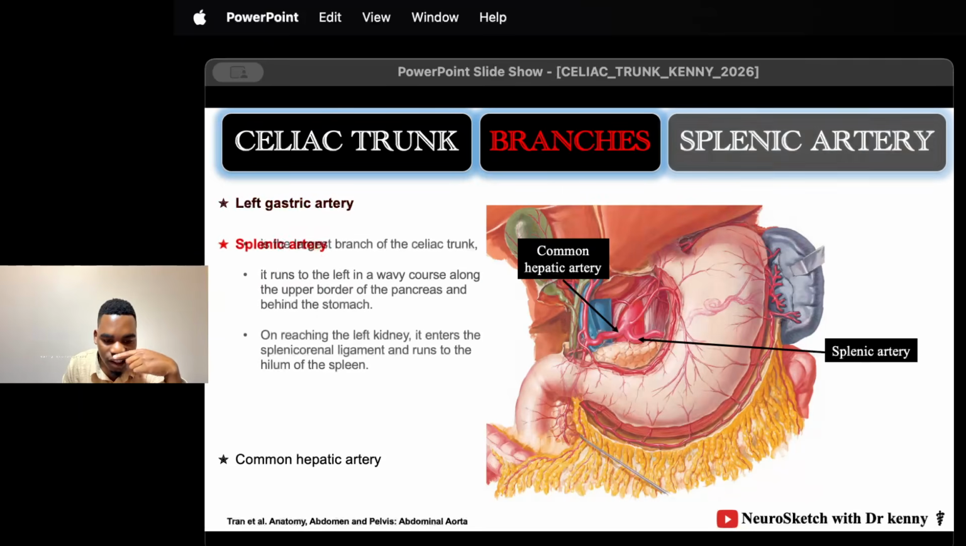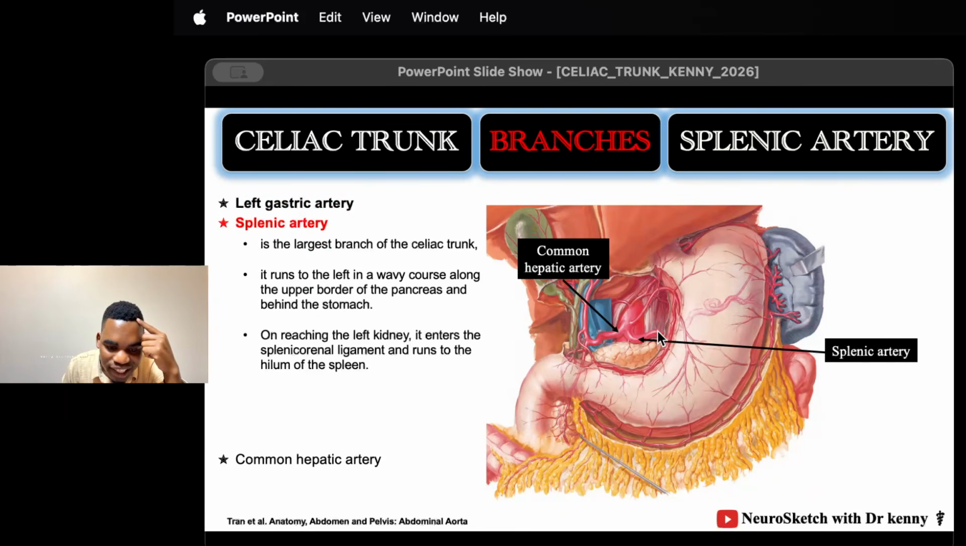Next, let's see the splenic artery. The splenic artery is the biggest of the branches of the celiac trunk. And what is so important about this artery? The splenic artery is usually tortuous. It's coiled. You can see this artery here. It is coiled. And why do you think it's coiled? There are a lot of reasons. Let me give you some.